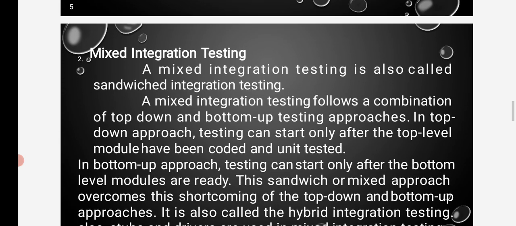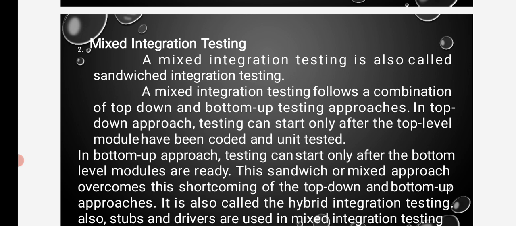Then mixed integration testing. Mixed integration testing is also called sandwich integration testing. It follows a combination of top-down and bottom-up testing approaches. In the top-down approach, testing can start only after the top-level modules have been coded and unit tested. In the bottom-up approach, the testing can start only after the bottom level modules are ready. This sandwich or mixed approach overcomes the shortcomings of the top-down and bottom-up approaches. It is also called the hybrid integration testing.